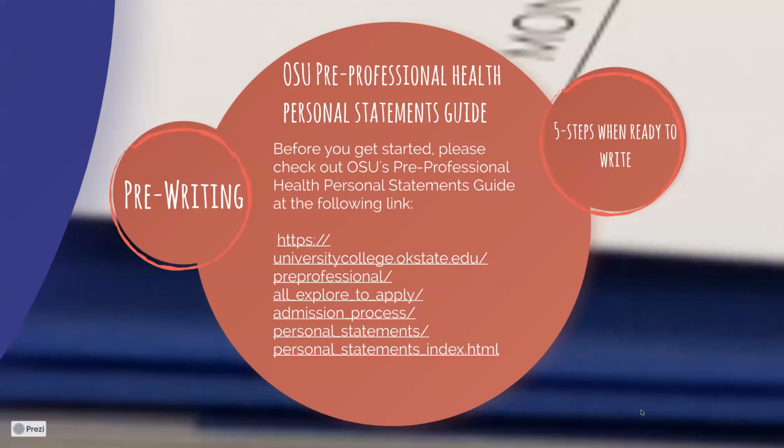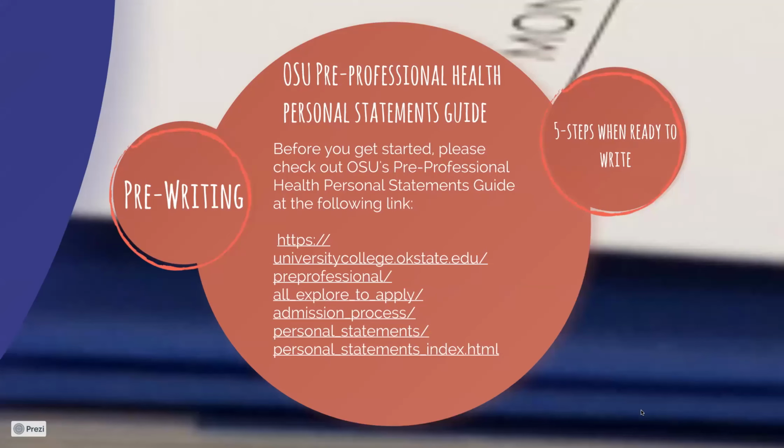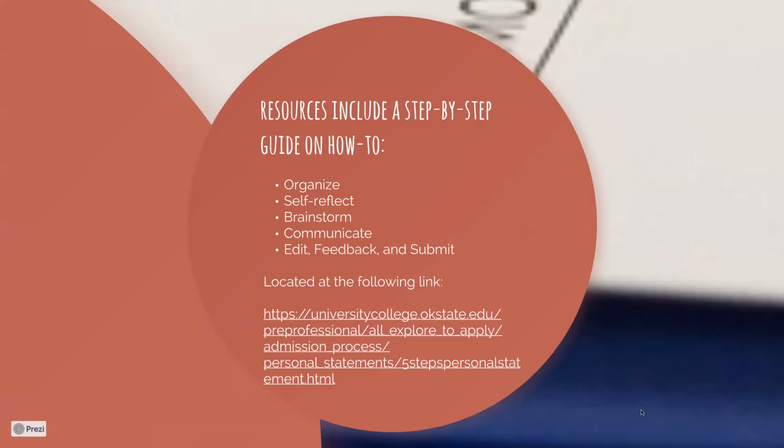Before you get started, please check out OSU's Pre-Professional Health Personal Statements Guide at the following link. It includes pre-writing guidelines, as well as 5 steps for when you are ready to write. The pre-writing resources include steps of the purpose of personal statements, common pitfalls to avoid, and personal statement themes to avoid. It is located at the following link. The 5 steps guide includes resources on how to organize, self-reflect, brainstorm, communicate, edit, solicit feedback, and submit your application. It is located at the following link.